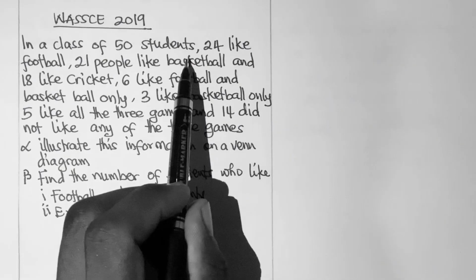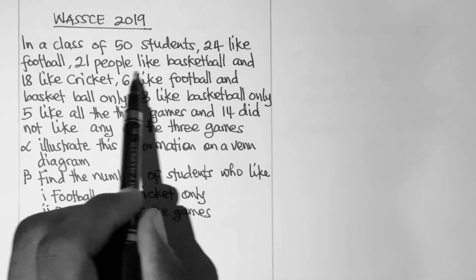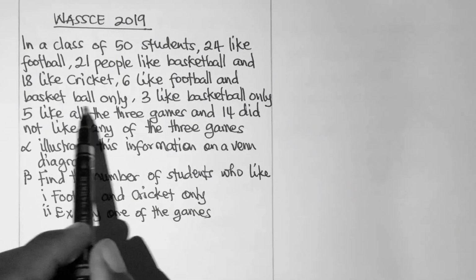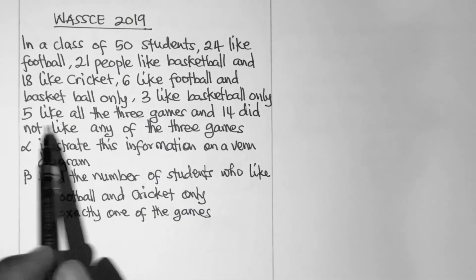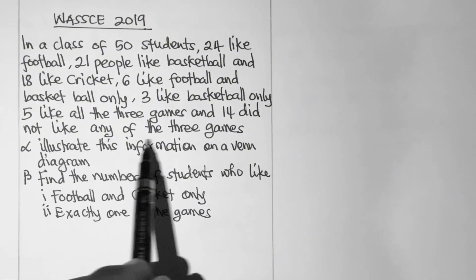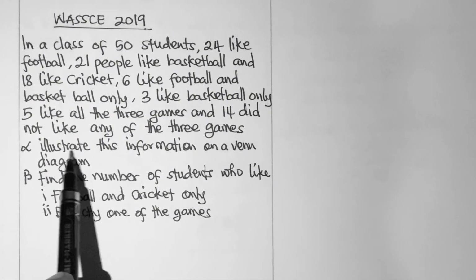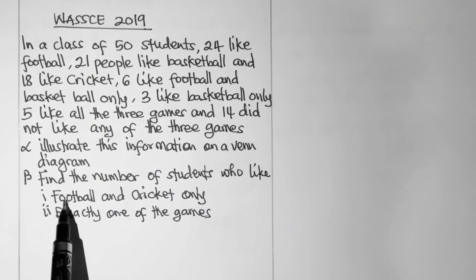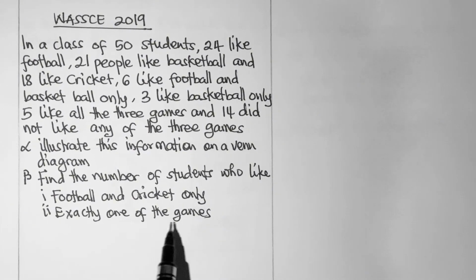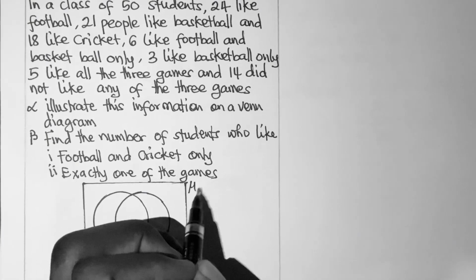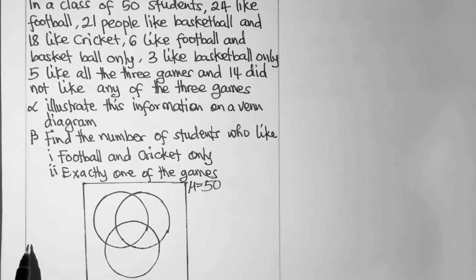In a class of 50 students, 24 like football, 21 like basketball, and 18 like cricket. 6 like football and basketball only. 3 like basketball only, and then 5 like all 3 games. And 14 did not like any of the 3 games. So the first part is we should illustrate this on a Venn diagram. The second part is we should find the number of students who like football and cricket only, then exactly one of the games. So the universal set U is equal to 50 because we are talking about 50 students.